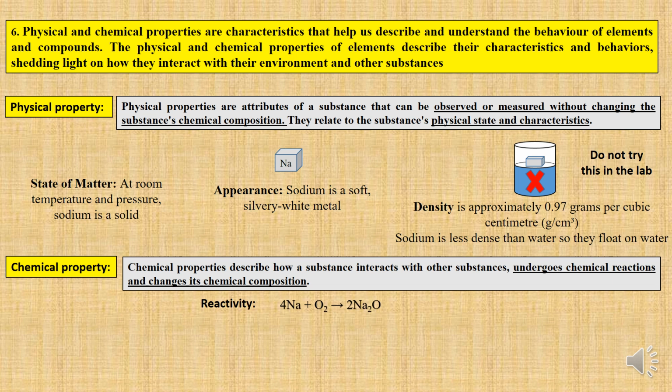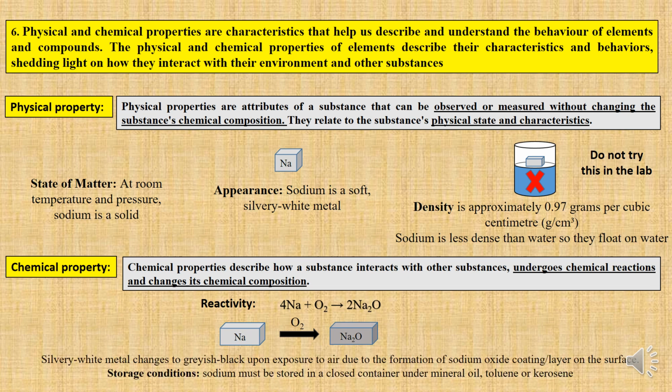The simplest reaction that can be mentioned for sodium metal is that it reacts with oxygen to form sodium oxide, and that is why you can see silvery white sodium metal change to grayish black upon exposure to air, due to formation of a sodium oxide coating or layer on the surface. So this grayish black layer or coating, what you see, is because of formation of sodium oxide when sodium metal is exposed to air.